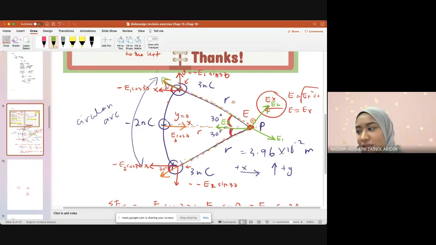Semua orang dah terus macam blur terus. Oh my god. Okay ke? Everyone's still okay? Don't die.